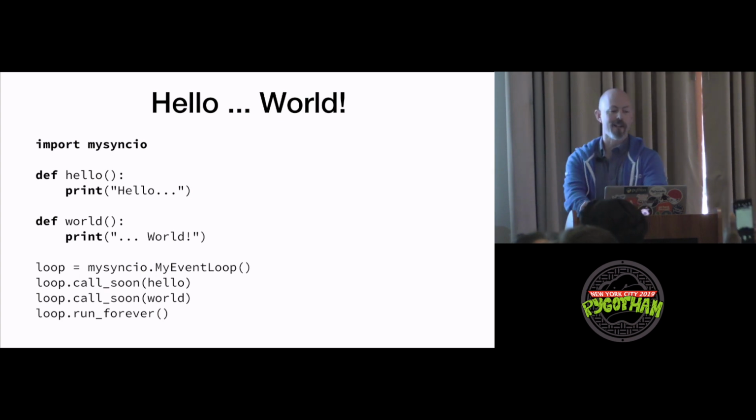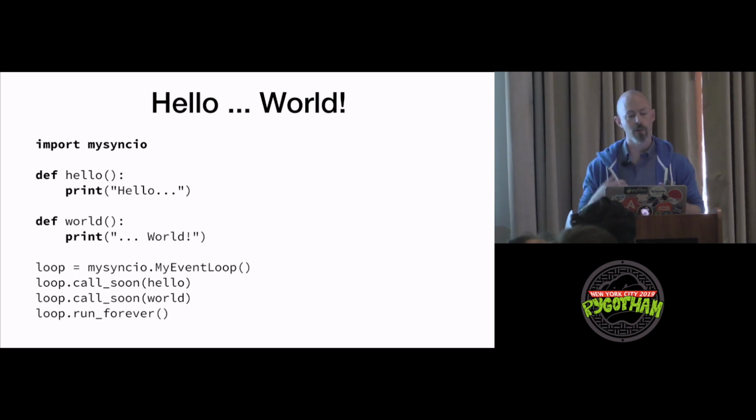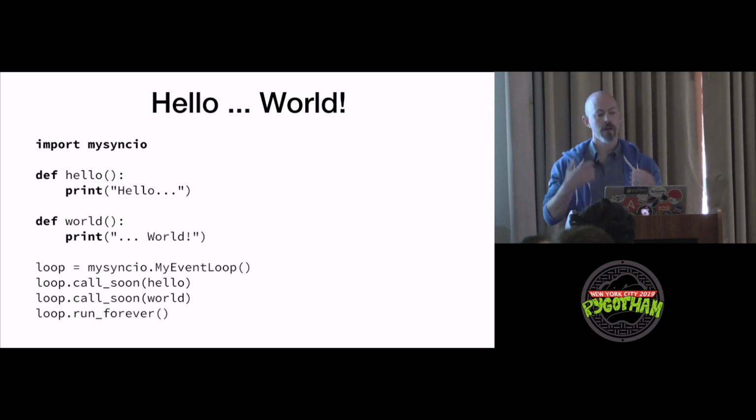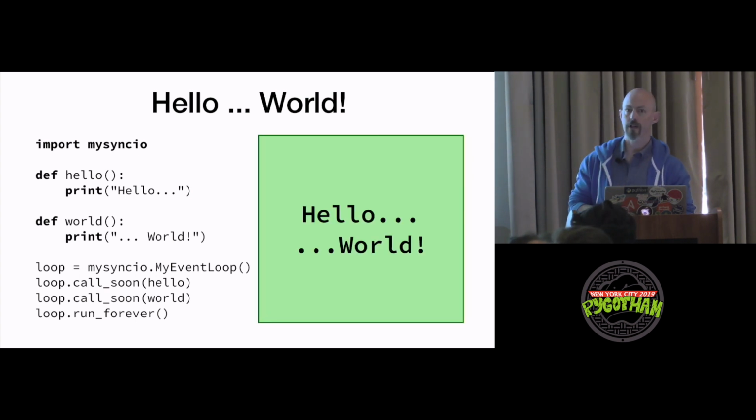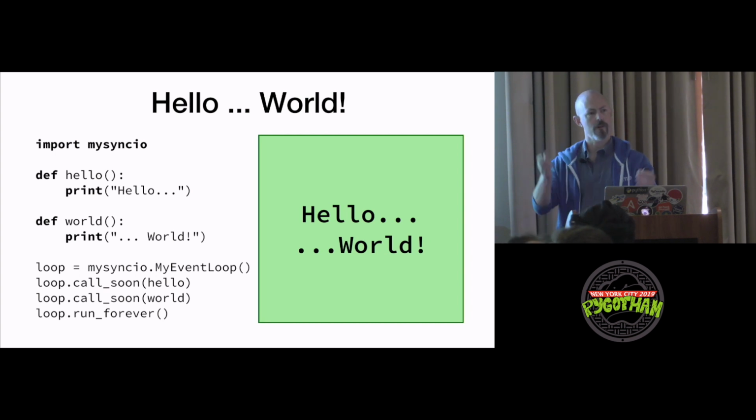So using this event loop, which takes callbacks, I can define two callbacks. I've got two functions here, hello and world. And then to run the event loop, I just instantiate it, schedule the two functions to be called, and then we call run forever. For the first run through the event loop, it pops off hello and executes it, and then it pops off world and executes it. So the result is just that it calls the two functions in order.